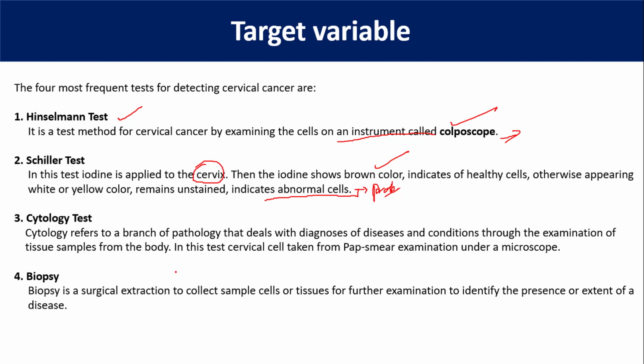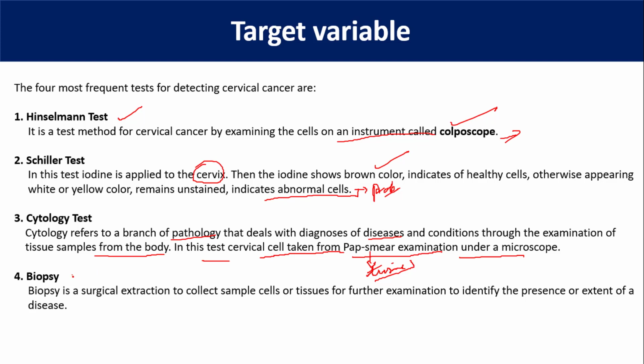Next comes the cytology test. Cytology refers to a branch of pathology that deals with the diagnosis of diseases and conditions through the examination of tissue samples from the body. In this test, cells from the cervix, taken from a pap smear, are examined under a microscope. That is, tissue examination.